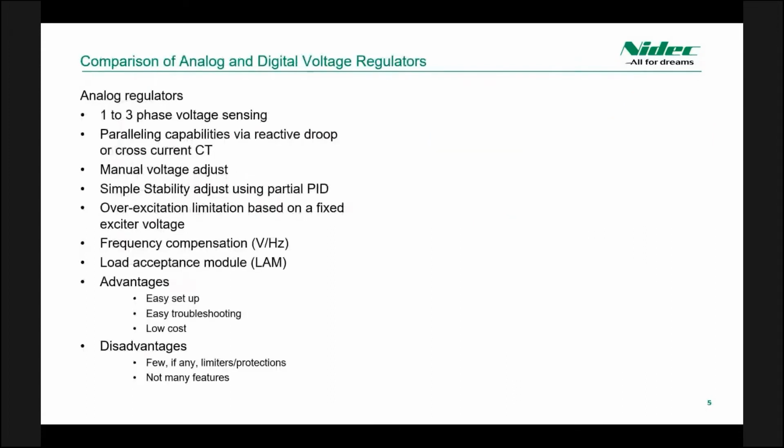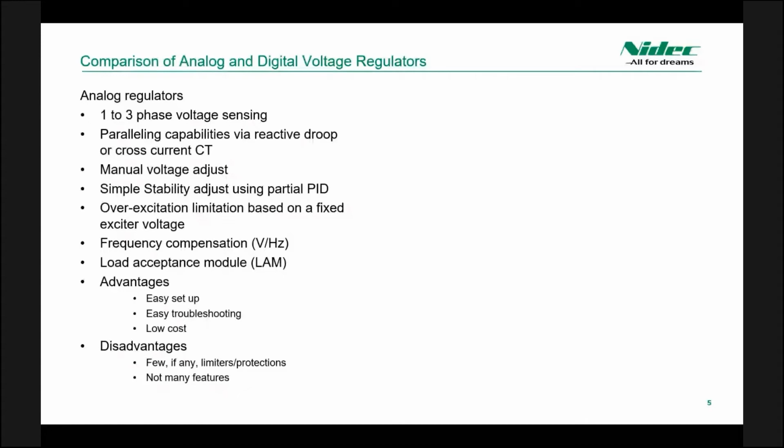Now let's get into some finer details about the similarities and differences between analog and digital. Analog regulators will typically have 1 to 3 phase voltage sensing. They have the ability to control the paralleling between other generators or the power grid. They typically have a potentiometer for adjusting the set point for output voltage. They may come equipped with a simple stability adjustment with a partial PID controller for changing the behavior when reacting to load. They might have an over-excitation limitation for protecting the generator.